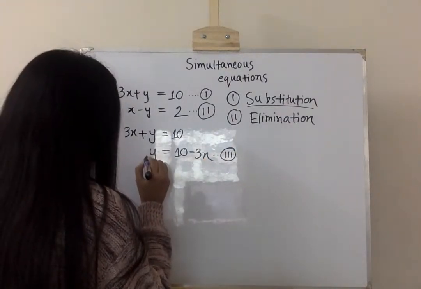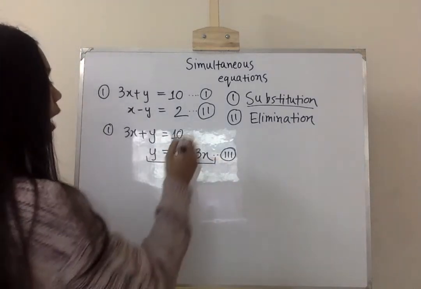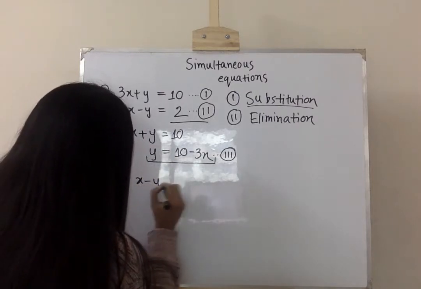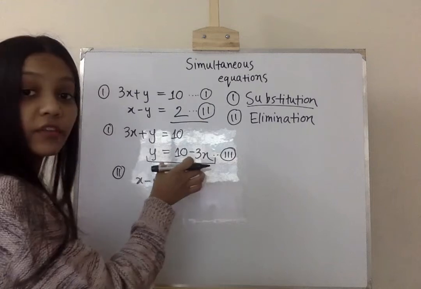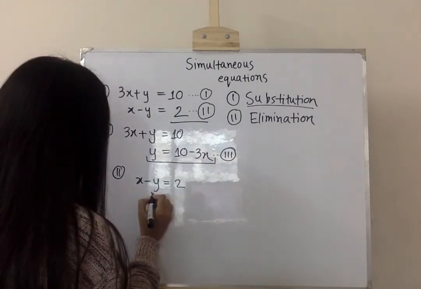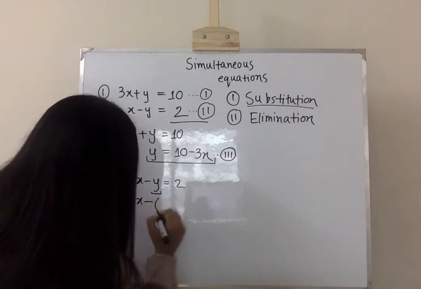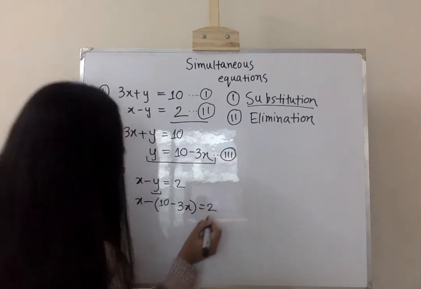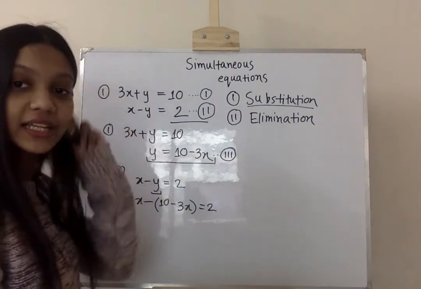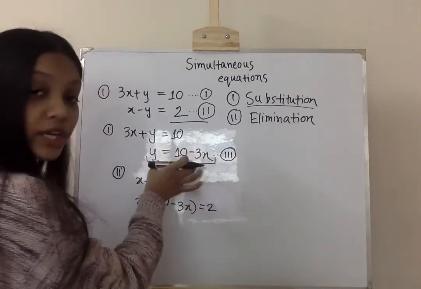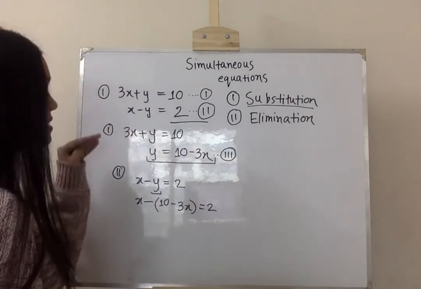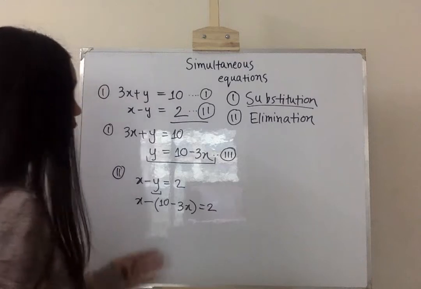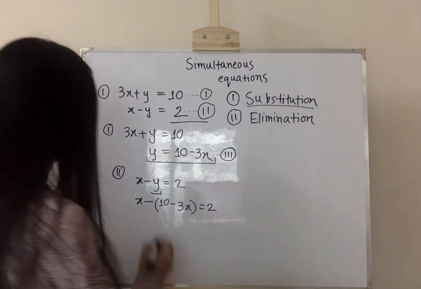Let's substitute this third equation into our second equation. If we do this, x minus y is equal to 2. But what we can see from our third equation is that y can be written as 10 minus 3x, so x minus (10 minus 3x) is equal to 2. What I have done is that I have taken this equation which I got from the first equation and substituted it into the second equation. Then we have got our final equation, which we can solve easily to get the value of x.